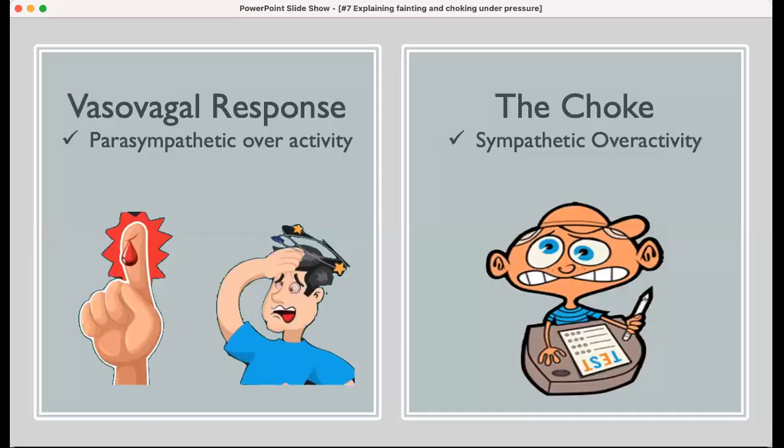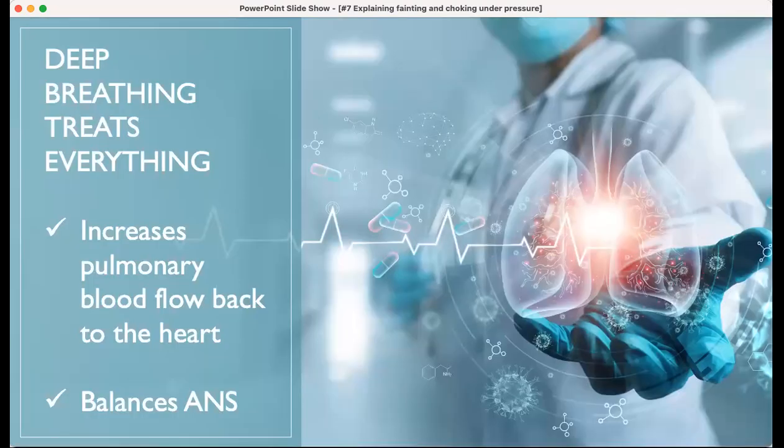So in summary, what we talked about, the vasovagal response is a parasympathetic overactivity, and the choke is a sympathetic overactivity. So we have to find a balance between your sympathetics and your parasympathetics. And the result is deep breathing actually treats everything. Taking a deep breath increases pulmonary blood flow back to the heart and balances the autonomic nervous system.